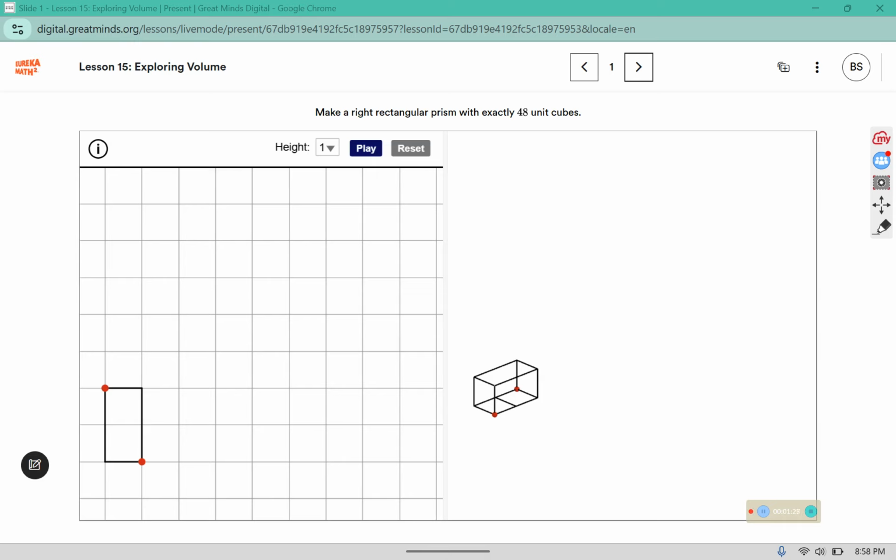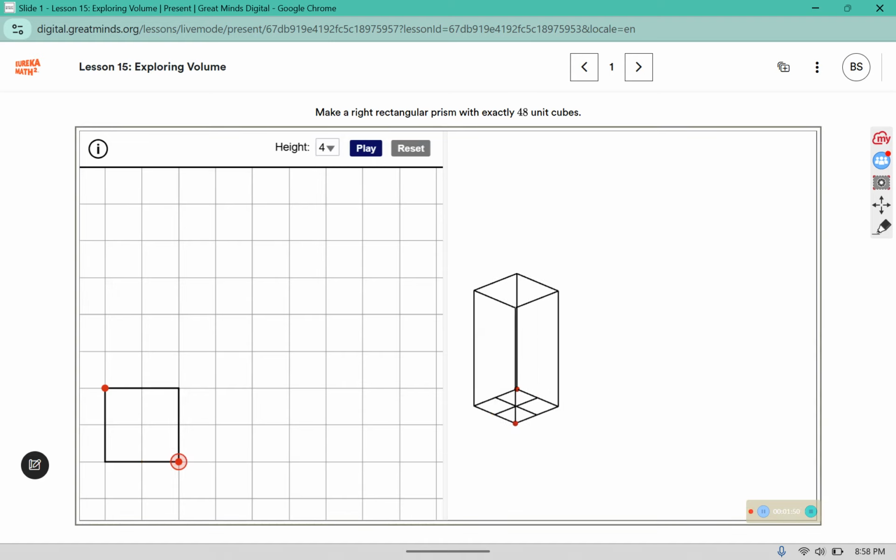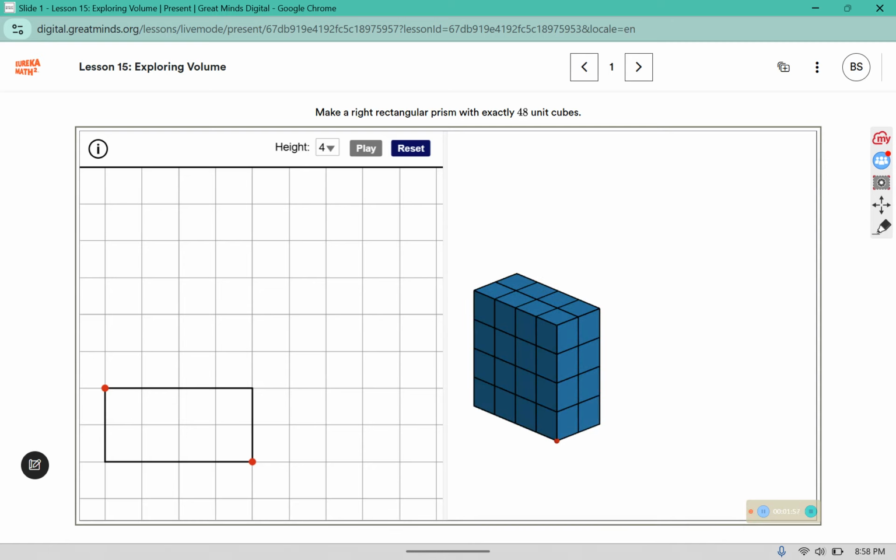This is a digital lesson, so if you have the Great Minds platform open, you can follow along online, or you can follow along in the video. This says, make a right rectangular prism with exactly 48 cubes. So let's change the height. Let's make the height be 4. And let's just see what happens.